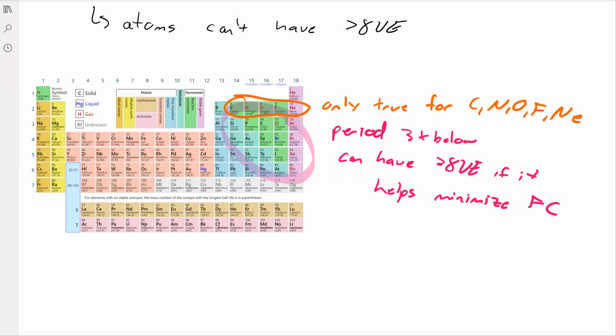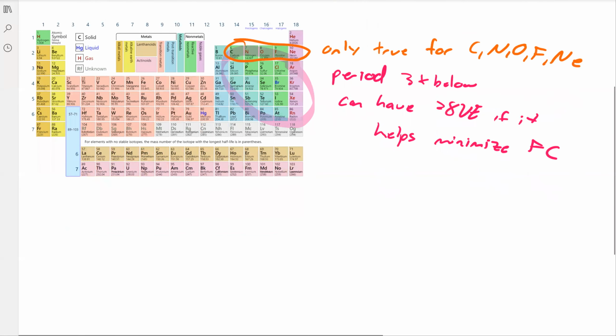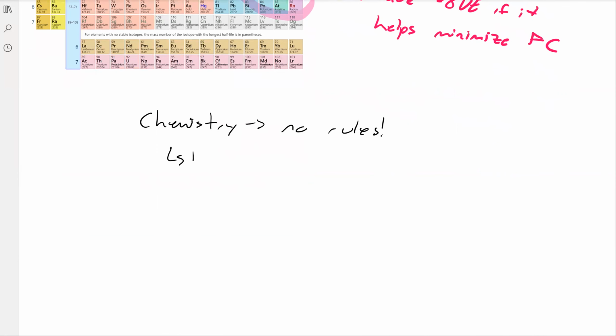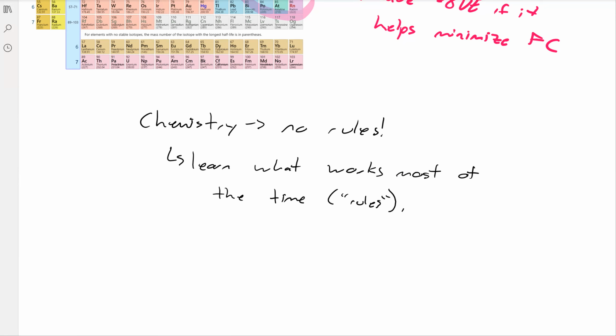So there'll be plenty of cases where you have these elements here and they obey the octet rule. But if there's a way to lower the formal charge, and if you have to disobey the octet rule, you totally can. My general rule of thumb is that in chemistry, there are no rules. We learn what works most of the time, and those are our quote-unquote rules. But the world's a complicated place, and so any kind of rule you find, you'll always find exceptions.